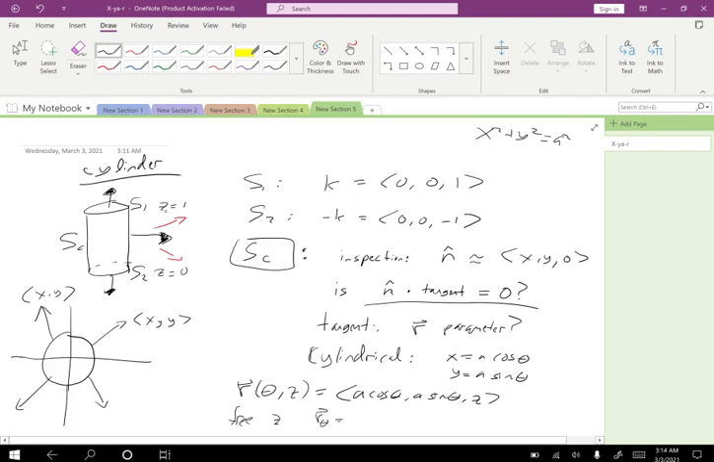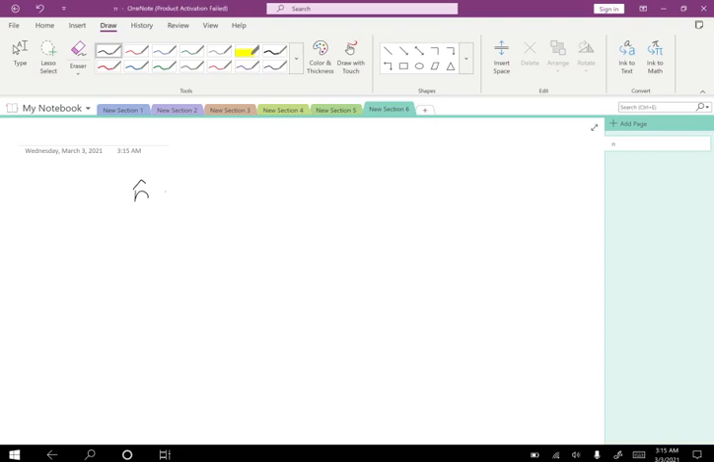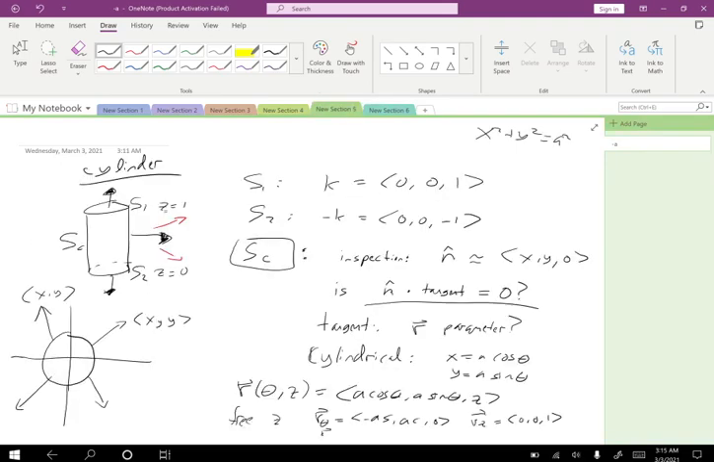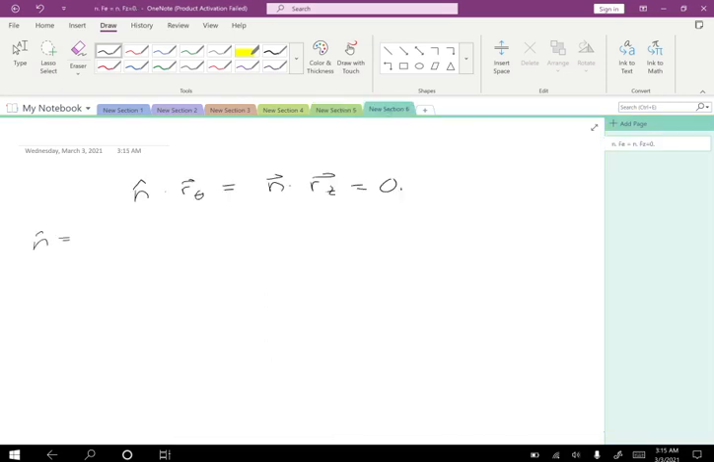So our R theta, as usual, will be minus a sine theta, plus a cosine theta, 0. R z will just be 0, 0, 1. So let's just check really quickly that the normal vector dotted with R theta and R z are equal to 0. Our candidate normal vector, of course, was x, y, 0. Remember, it's always proportional to, because we have to make it a unit vector.